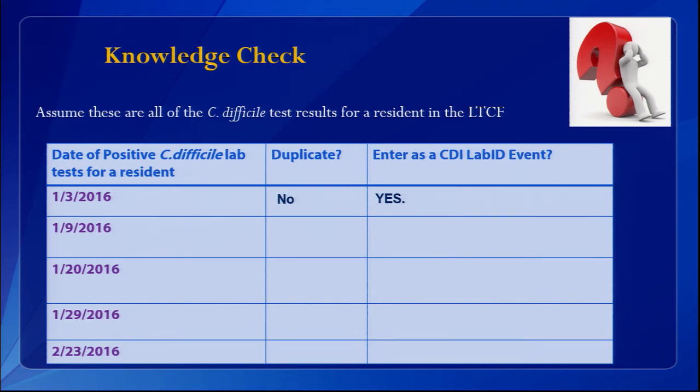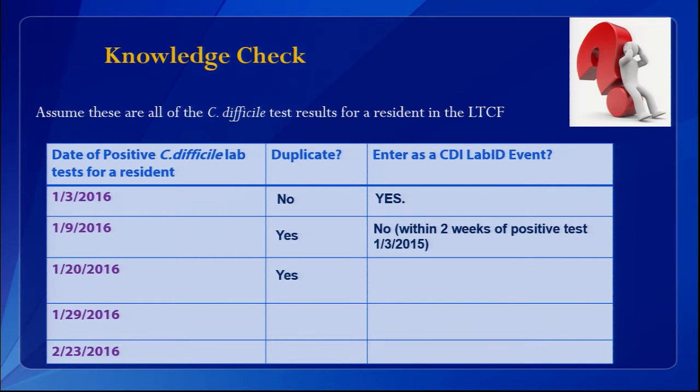And then 1-9, is this a duplicate? Yes, this is a duplicate because the resident had a previous positive C. difficile specimen 6 days ago. So the specimen should not be entered into the NHSN application. Okay. Oh, I didn't give you the answer. 120, what's the answer?